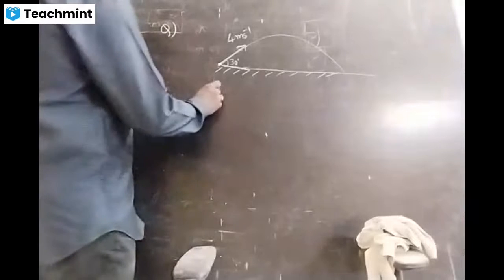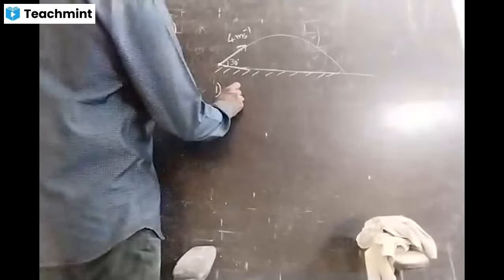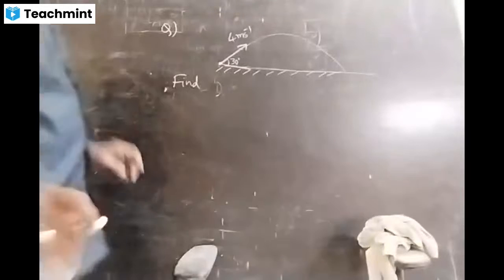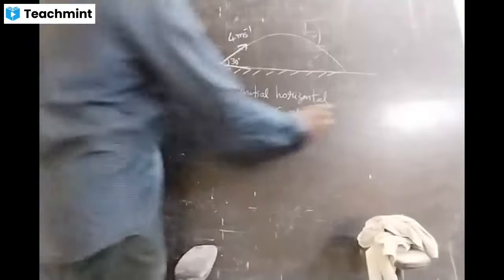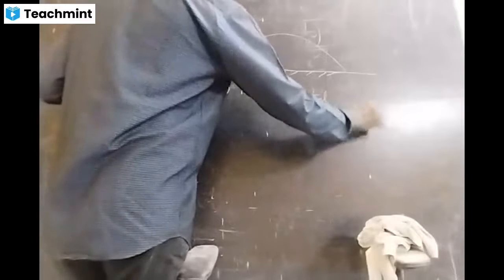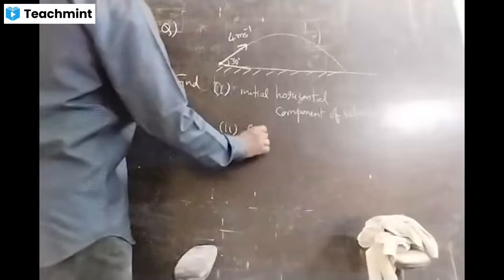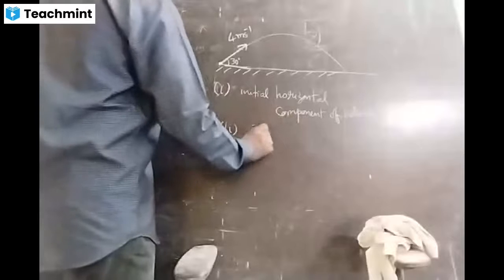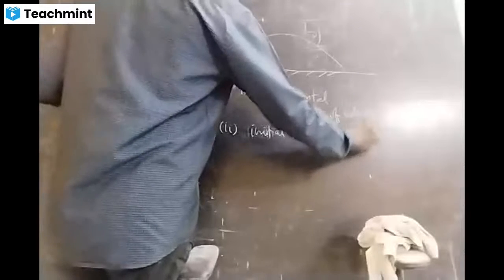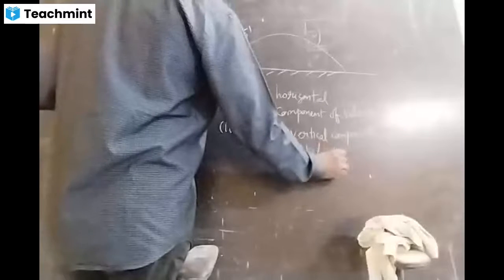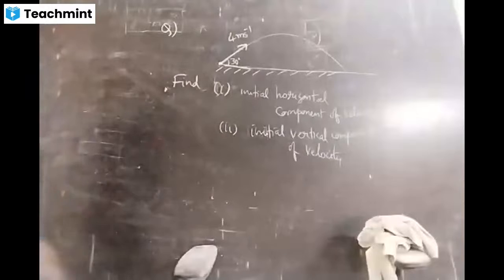Now, my first question is: the initial horizontal component of velocity, and the initial vertical component of velocity. I'm asking only these two.